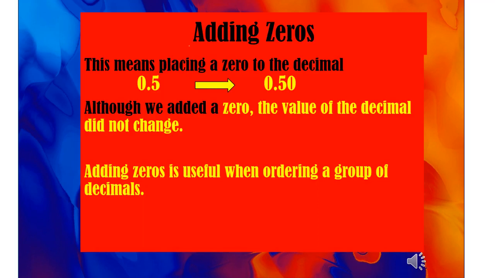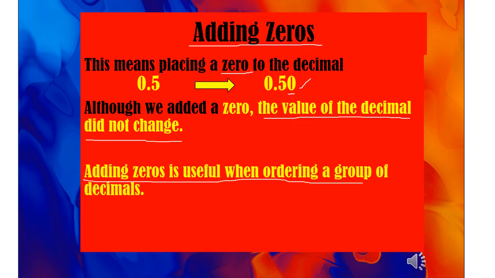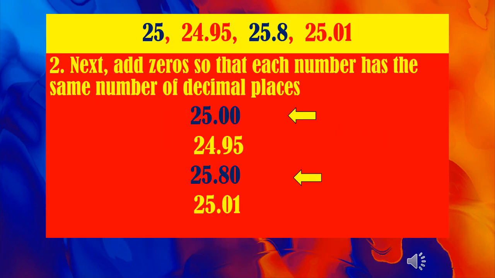Now, let's go on adding zeros. This means placing a zero to the decimal. So like this one, 0.5, we add 0 here. Although we add 0, the value of the decimal did not change. Adding zeros is useful when ordering a group of decimals. Now, we have number 2, add 0 so that each number has the same number of decimal places.